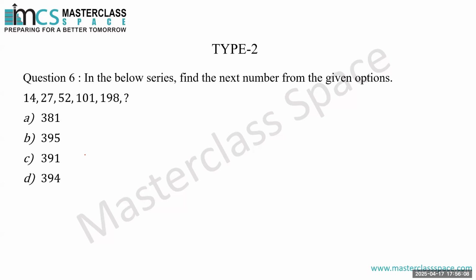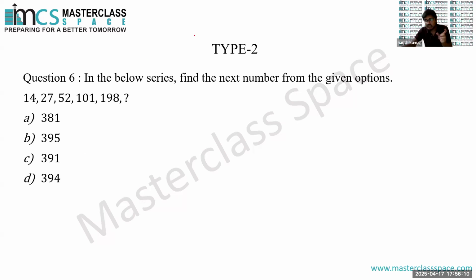As soon as you see these numbers, that is when you have to realize that this is something with respect to multiples. So then you should say, how will I go to 27 from 14? 14 into 2 minus 1 is 27. How will I go to 52 from 27? 27 into 2, 54 minus 2 is 52.